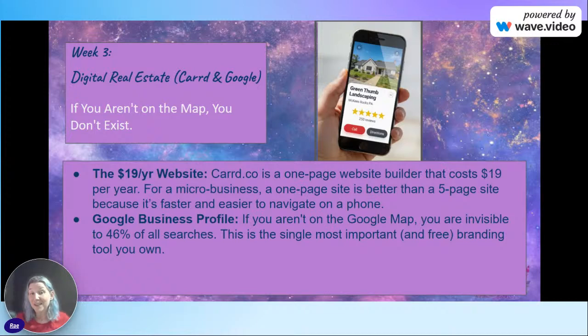What does this mean for them? This means that their hours are wrong. That phone number that was good 5 years ago is now disconnected. Their photos are blurry shots from 2019, and they wonder why nobody calls. Spoiler, you trained Google to tell people that you don't exist.